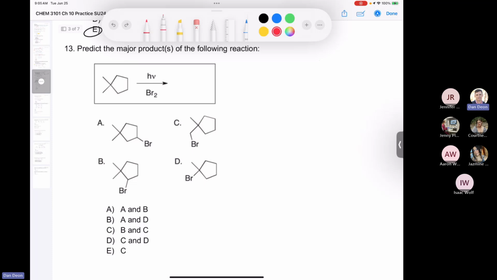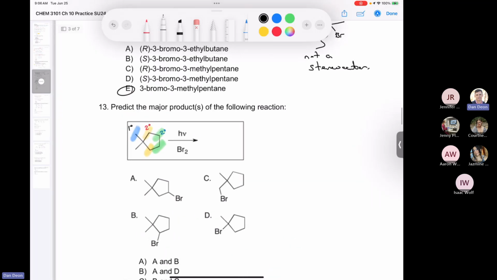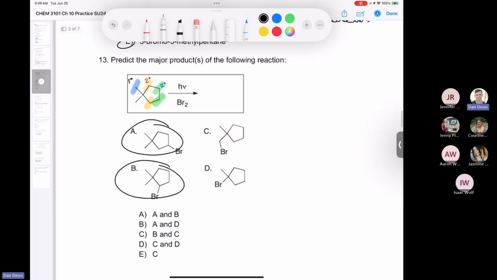If you just evaluate all the positions in the molecule, you can see that this one is secondary, this one is secondary. And keep in mind that these two carbons are chemically equivalent, and these two carbons are chemically equivalent. And this spot here is primary. So where are the major products going to occur? The bromination is going to occur at the two secondary positions. Those will be the major products. So we end up with A and B, the two products formed in the greatest amount.